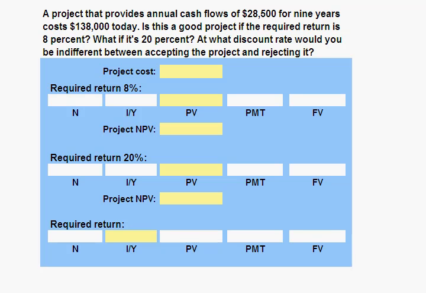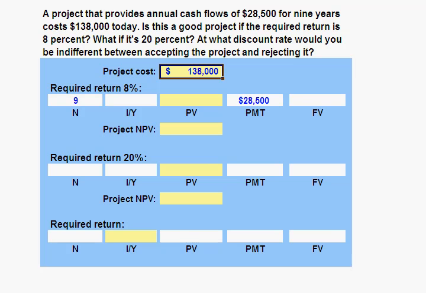A project that provides an annual cash flow of $28,500 for 9 years costs $138,000 today. Is this a good project if the required rate of return is 8%? What if it's 20%? And finally, at what discount rate would you be indifferent between accepting the project and rejecting it?